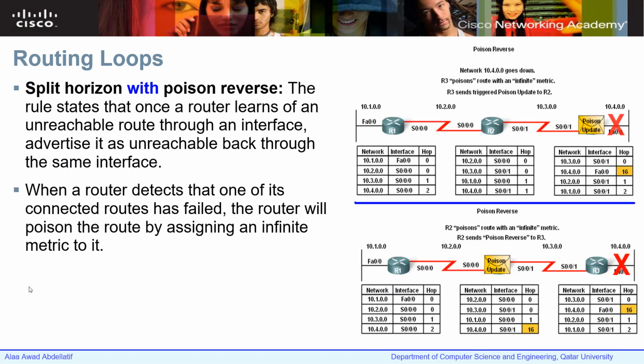And the fourth method is split horizon used with poison reverse. In this case, once I receive that one link is unreachable, I will set it to the maximum and send triggered updates to all other routers: this link is not reachable and the metric is infinite.